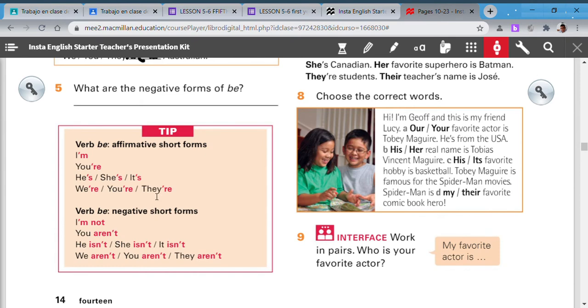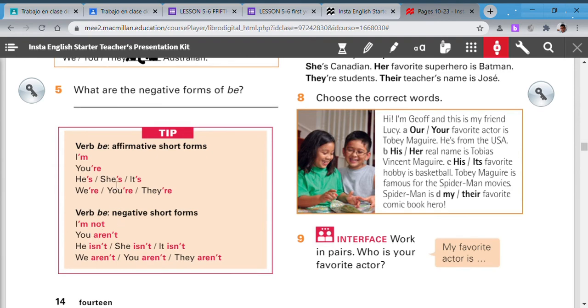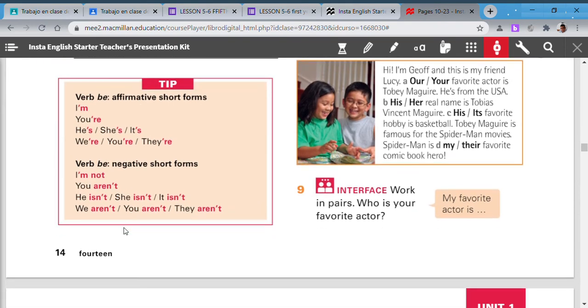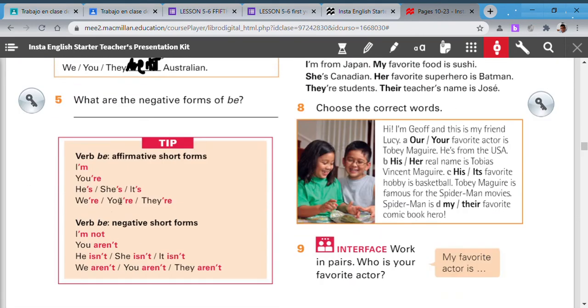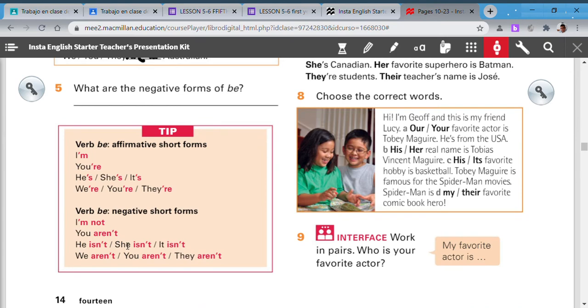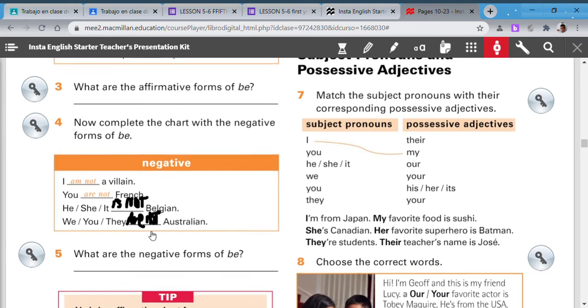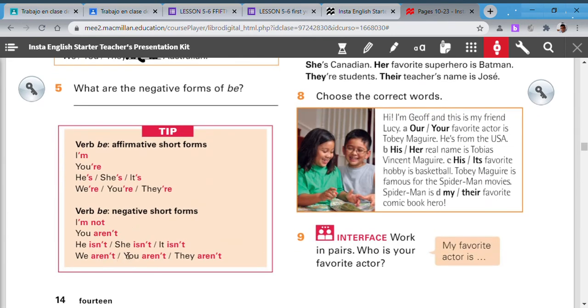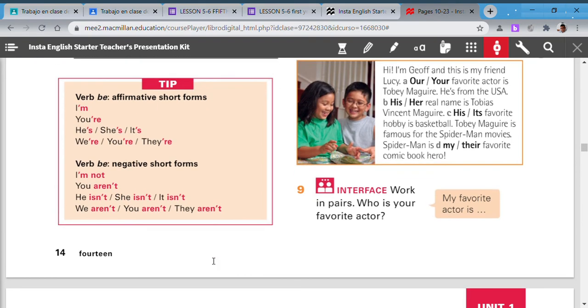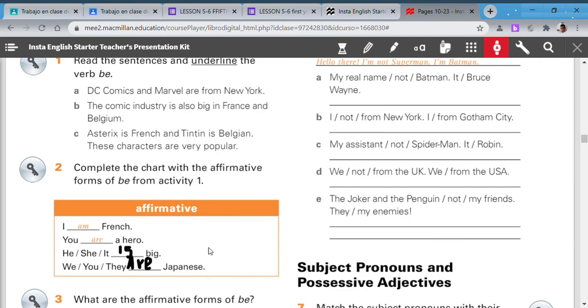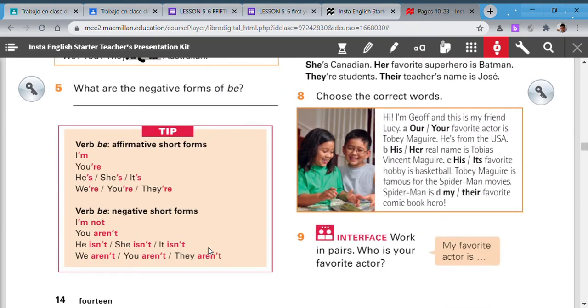And the negative form is like this. I'm not. This is the only form. I'm not. You aren't. You say you are not, you say you aren't. He is not, he isn't. She isn't. It isn't. We are not, we aren't. You aren't. They aren't. So, affirmative and negative.